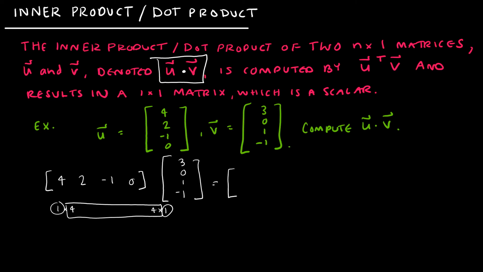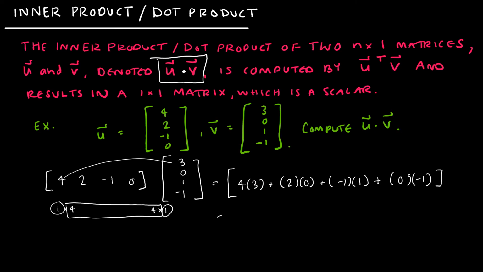So what's going to happen is I'm going to take 4 times 3 plus 2 times 0 plus negative 1 times 1 plus 0 times negative 1. And it's just going to end up as one value. So that's 12 plus 0 plus negative 1 plus 0. And so my result is 11.